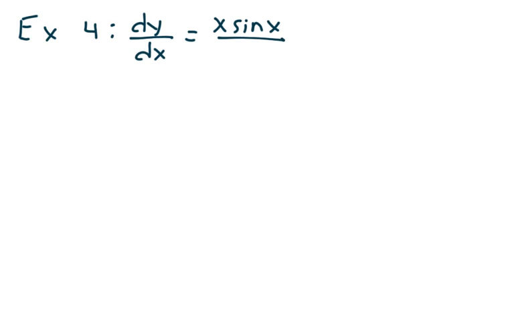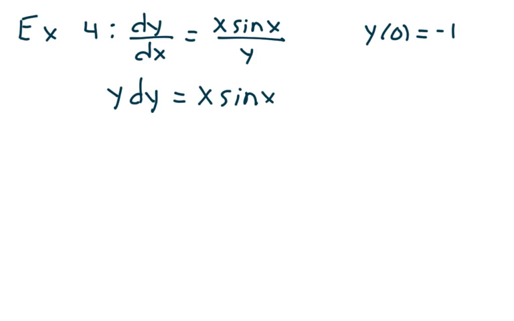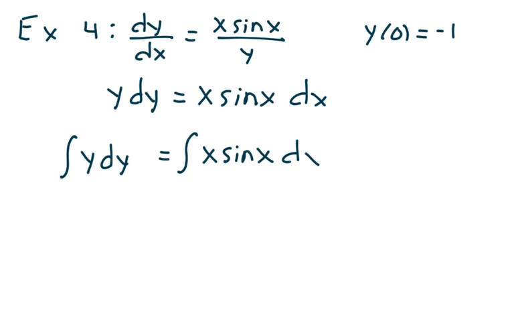So let's take a look at one more example for this video. We'll call this example 4. Suppose I had the following. Suppose I had dy dx is x sine x divided by y. And over here, y of 0 is negative 1. So y dy is the same as x sine x dx. So let's integrate both sides. So the integral of y dy is the same as the integral of x sine x dx.